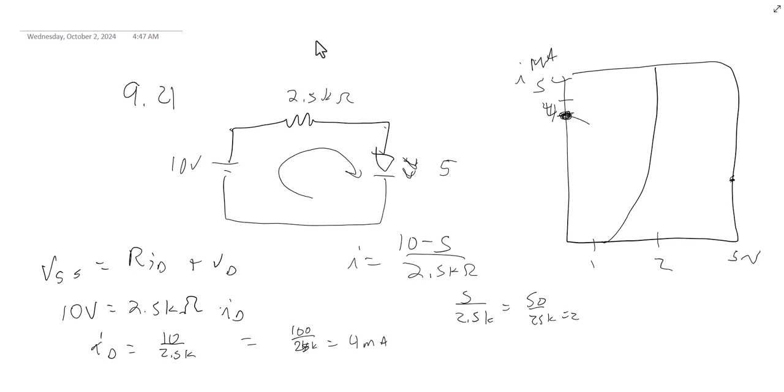Then I would draw this line, and on this particular graph, I'd see where they intersect. Of course I don't have it exact up here, but you would find that point, and that would be the operating point.